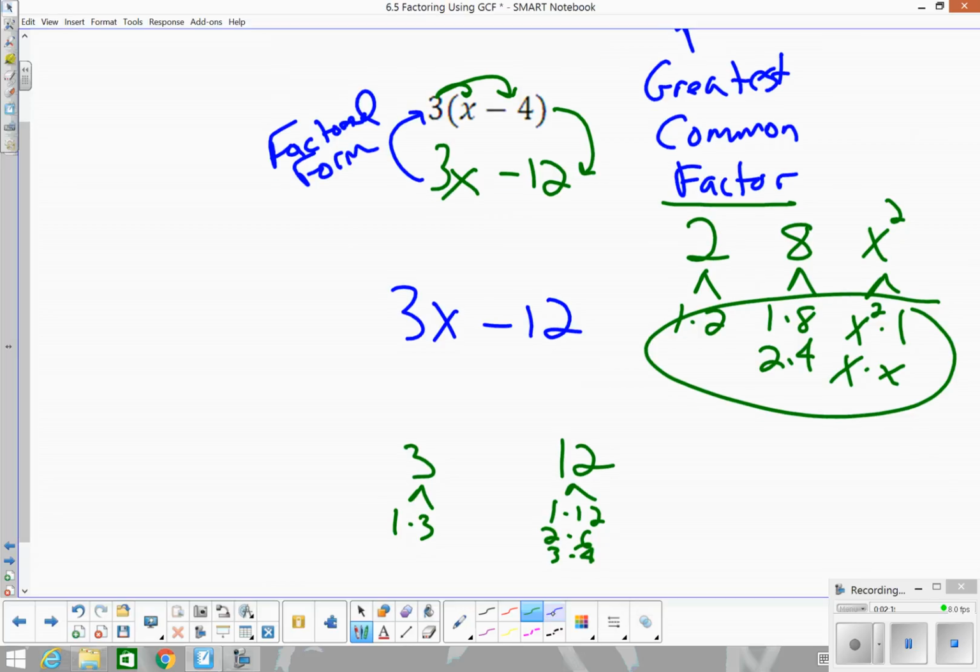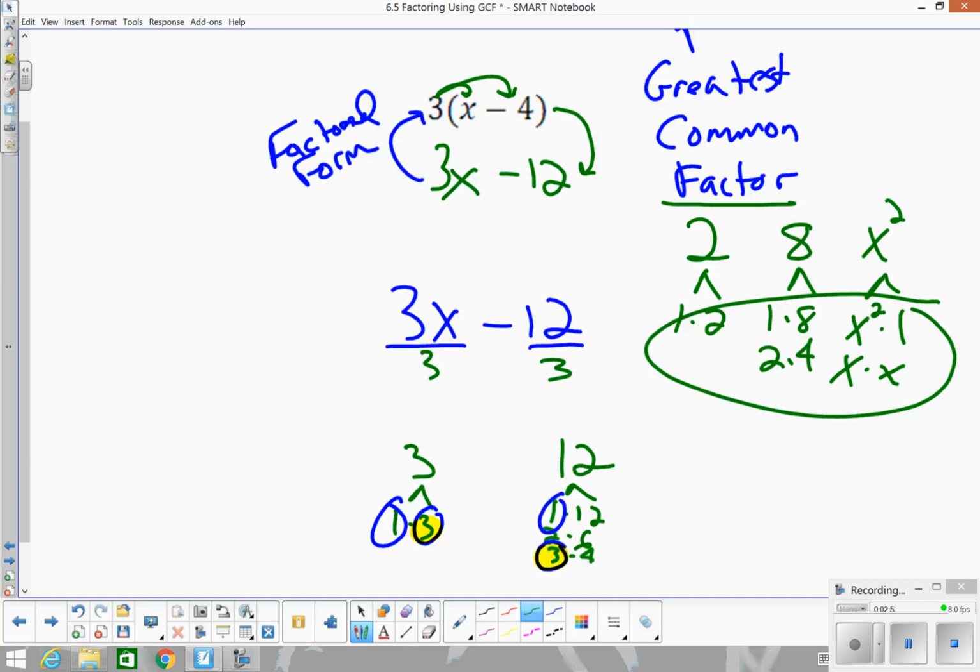So now I'm going to say, what is the greatest number that they have in common? 1 and 1, 3 and 3. That's it. So in this case, 3 would be my greatest common factor, just like that. So when I go down, I multiply. So if I'm multiplying to get expanded form, if I want to go backwards, I have to divide. So I want to divide both terms by my GCF of 3.